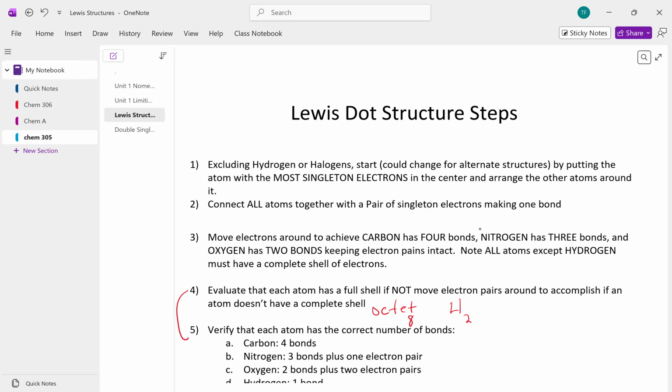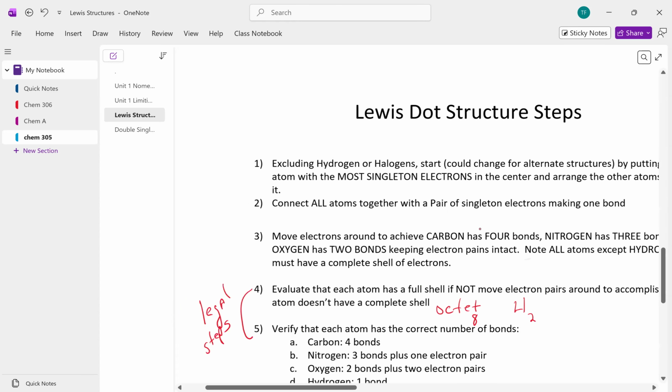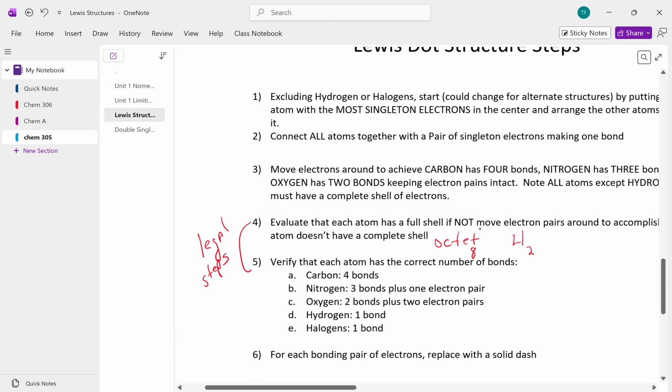Professor. Yeah. How do you, when you view it, how do you know that it's legal or illegal, like you said? Yeah, right here. 4 and 5 have to be both met. One is the full shell, in other words, 8 electrons, except for hydrogen, and then the number of bonds for each element. So carbon needs 4 bonds, nitrogen's 3, oxygen's 2, hydrogen's 1, halogens are 1.